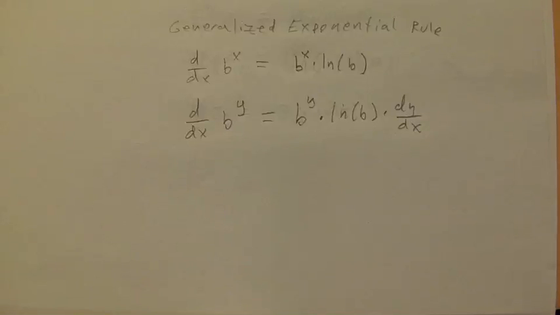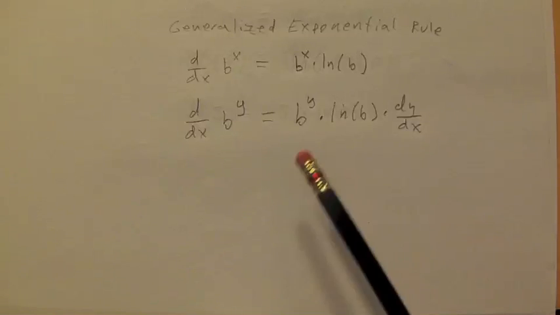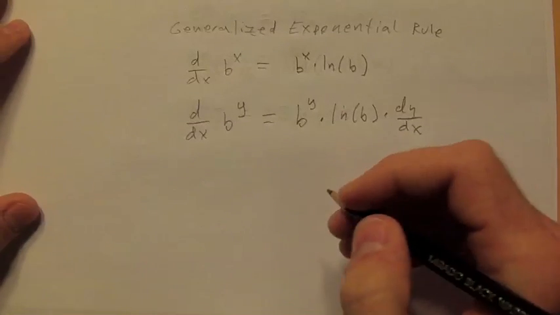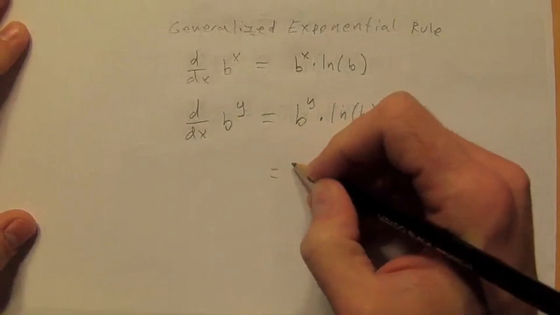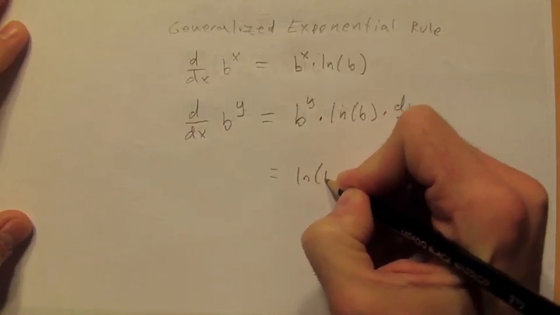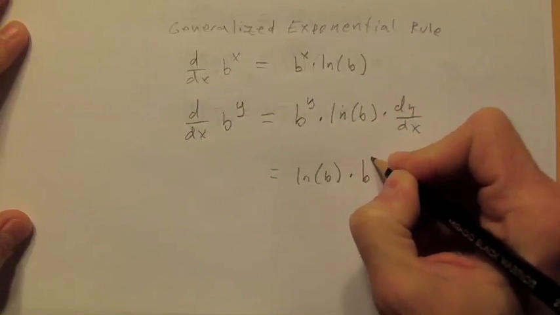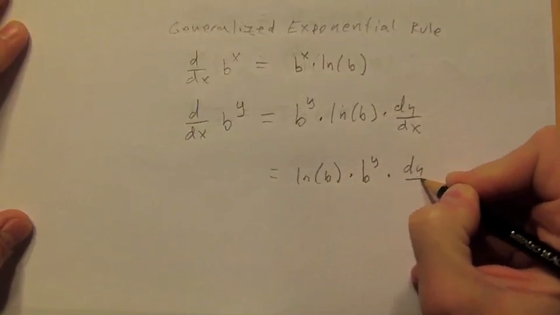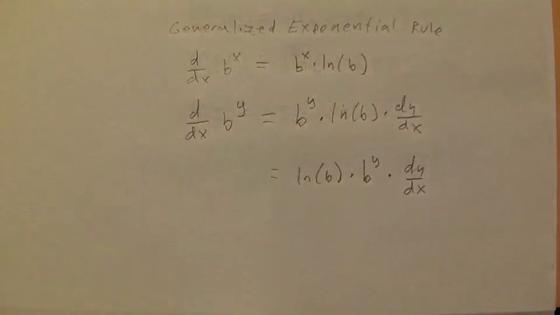All right, so it follows the same process as e to the x. Only thing you have to make sure you do is throw in an ln b. So a lot of people will throw that in the front. It's ln of b times b to the y times dy dx. It doesn't really matter where you put it, wherever looks best. Okay, so let's look at some examples of this.